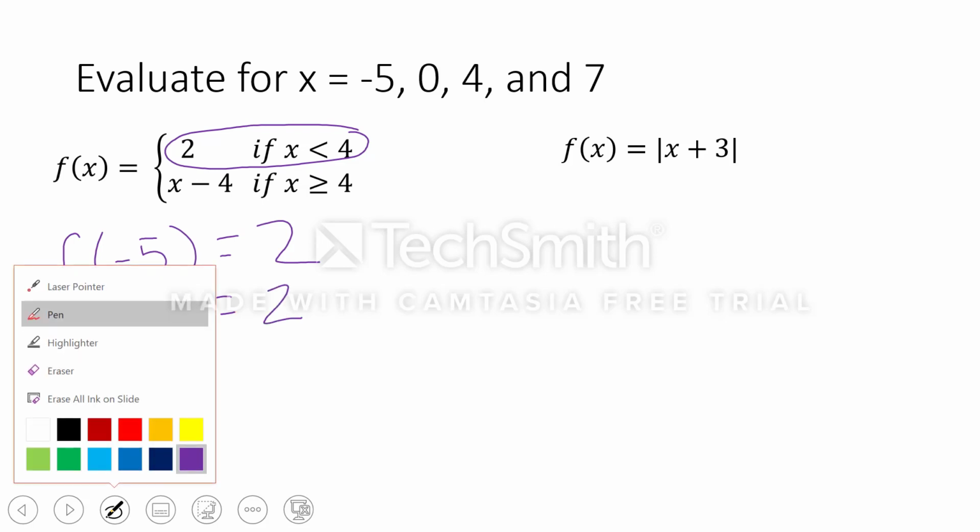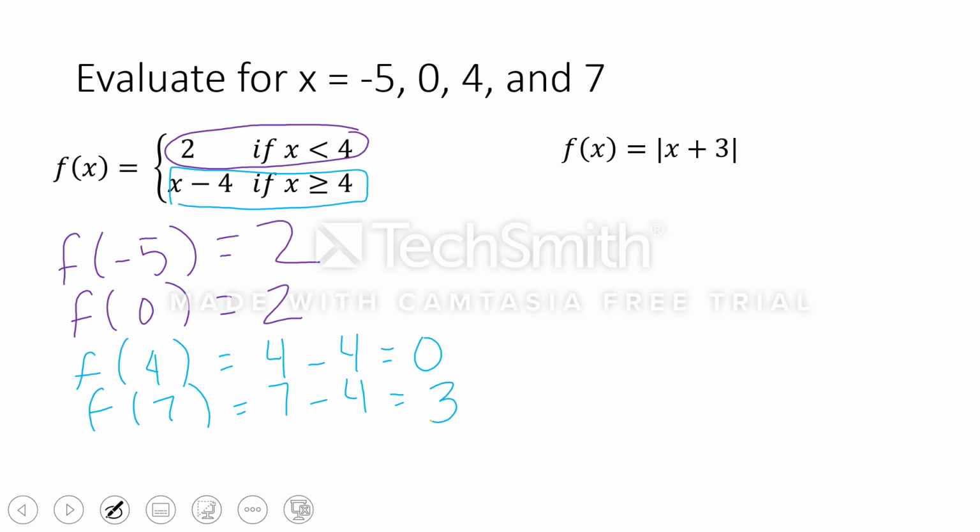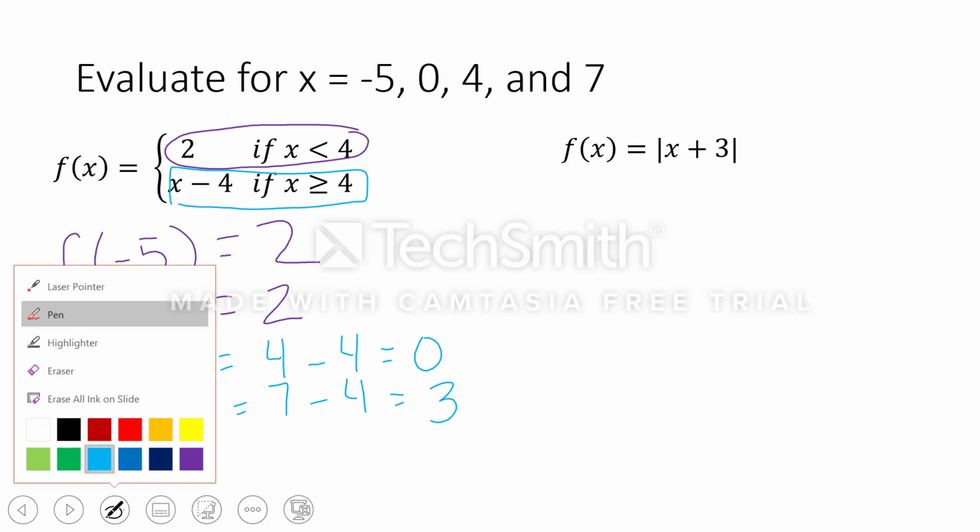But something different happens when I get to f of 4, because now that's greater than or equal to 4. So now I'm going to use this part of the function, x minus 4. In this case, 4 minus 4, which is 0. For f of 7, I use the same rule. Okay, great. Let's come over and do the absolute value.